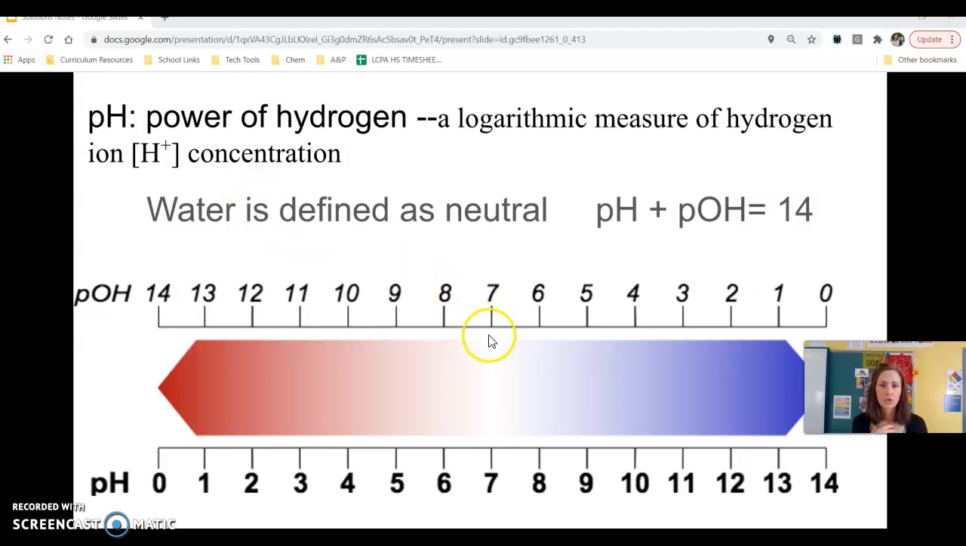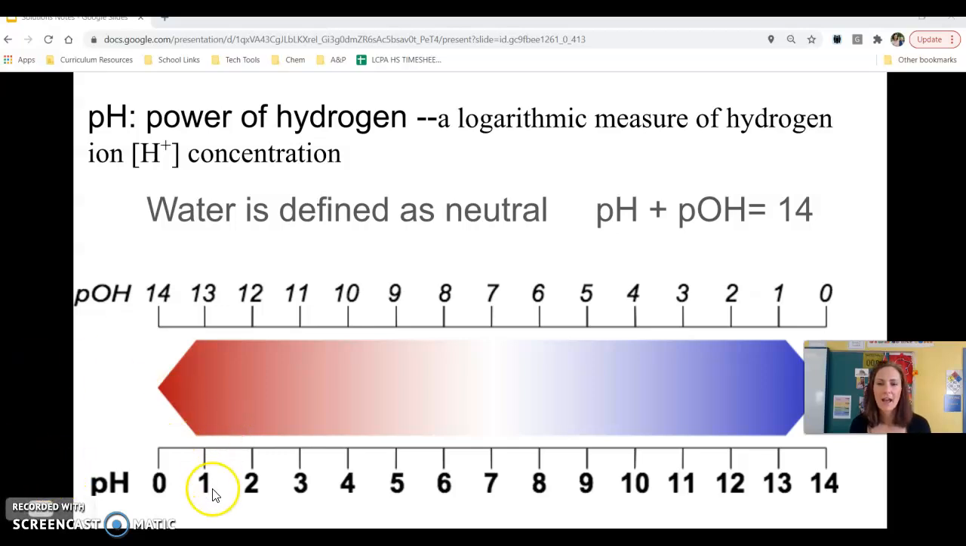Water is defined as neutral, meaning it has a pH of 7. It is equal parts acid and equal parts base. So the pH of water is 7 and the pOH of water is 7. You may not have ever looked at pOH, and pOH stands for the power of hydroxide. And so this simple equation here, pH plus pOH equals 14, can allow us to convert between these two scales. We're very used to hearing about pH. We often don't refer to things as pOH, but really they're just the inverses of each other.